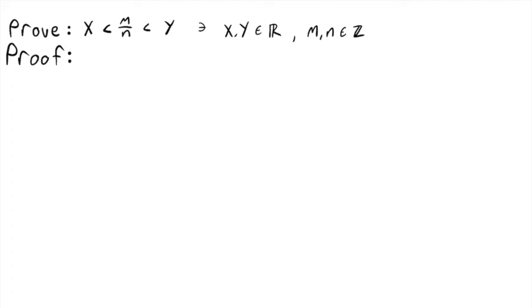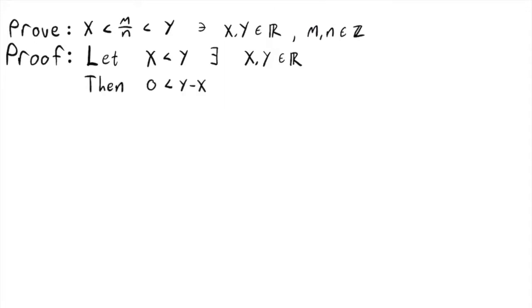So let's start off with letting x be less than y, where x and y are real numbers. Now we can subtract both sides of the inequality by x, yielding 0 being less than y minus x. In other words, y minus x is positive.